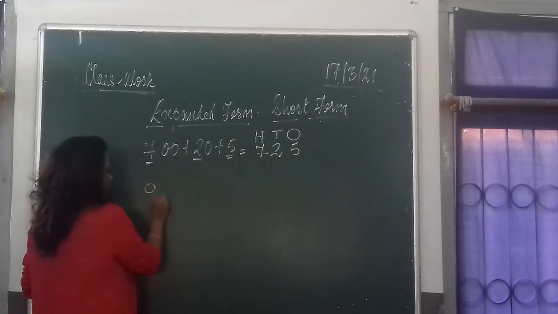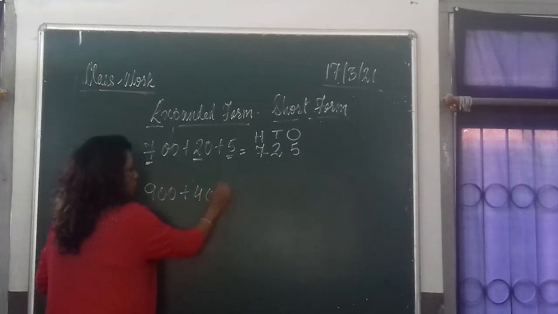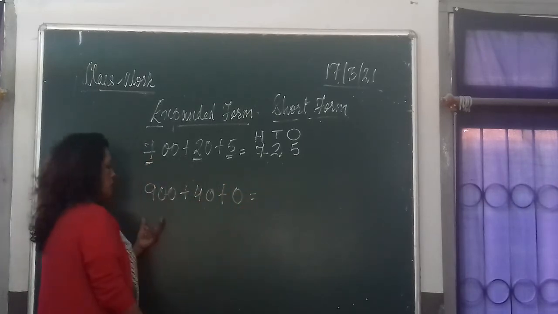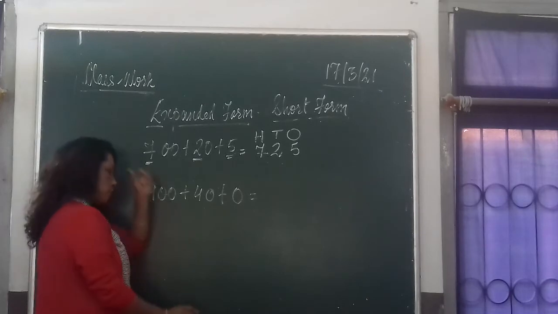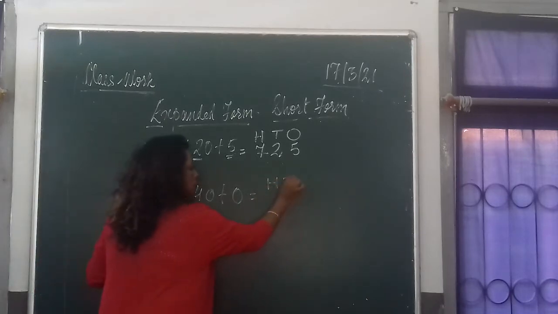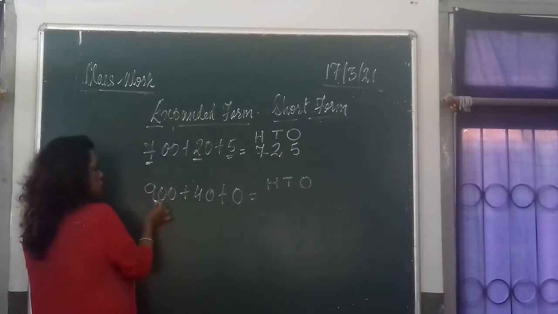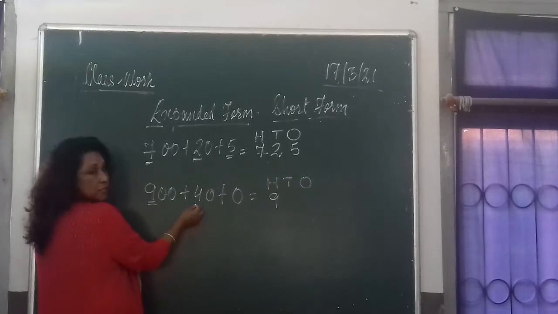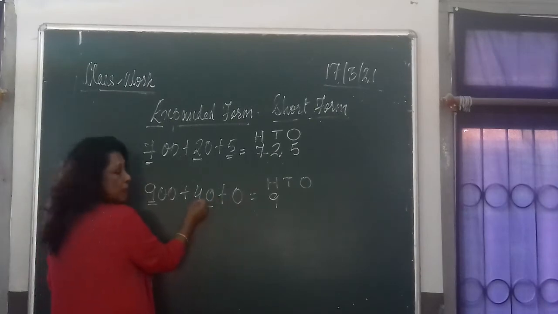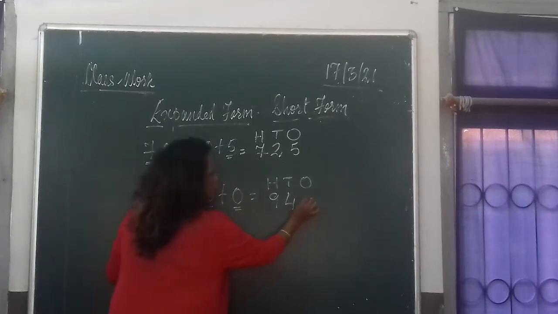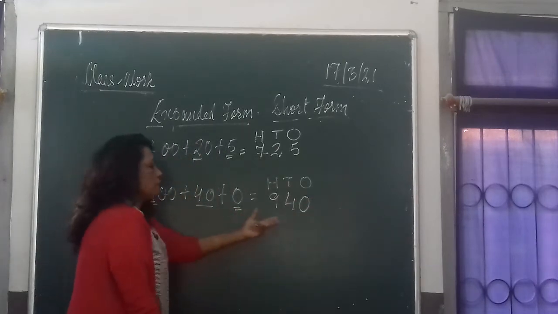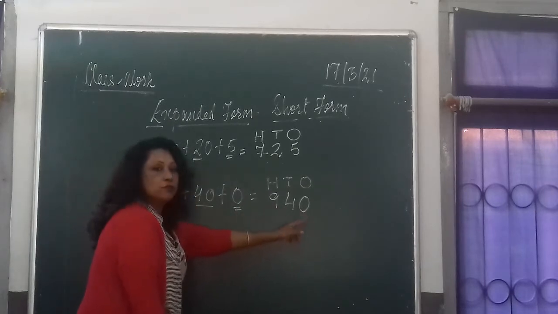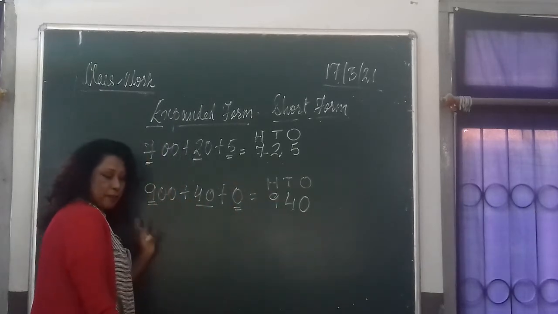Let me do one more. Okay. So 900 means 900. Alright. So 900 means you have to write hundreds, tens and ones. 3-digit numbers. So how many hundreds are there? 9. So 9 will come under hundreds. How many tens? There is 40, means 4 tens, isn't it? So 40 means 4 tens. So 4 will come under tens. And then how many ones? There are no ones, 0. That means 0 will come under ones. So the short form is 940. This is the short form and this is the expanded form.